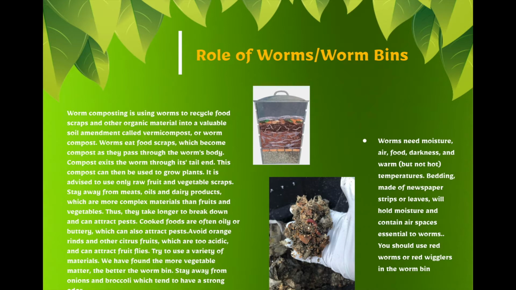Worms need moisture, air, food, darkness, and warm temperatures. Bedding made of newspaper or strips of leaves will also hold moisture and contain air spaces essential to worms. The worms that you should be using are red worms or red wrigglers.